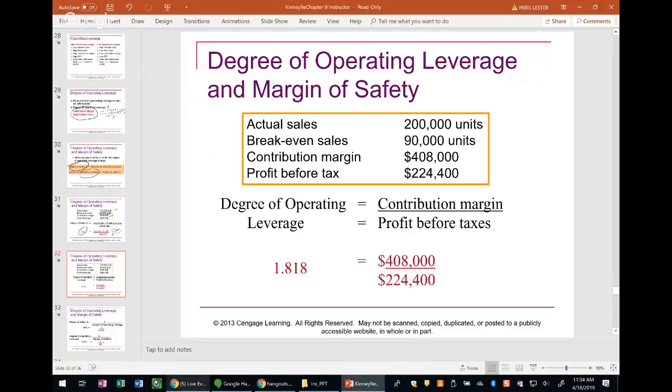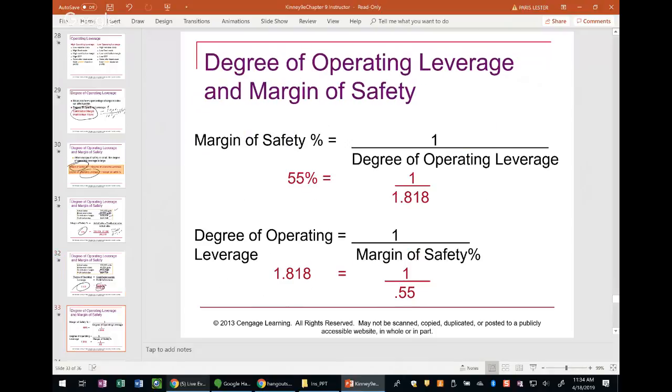Now your degree of operating leverage here is your contribution margin divided by profit before taxes is 1.8. So you can have those two formulas written down.